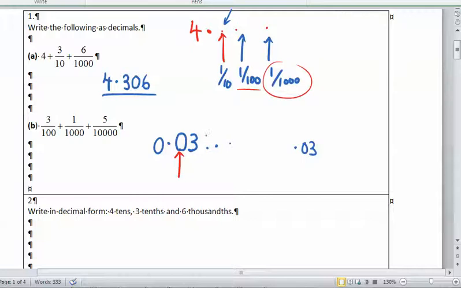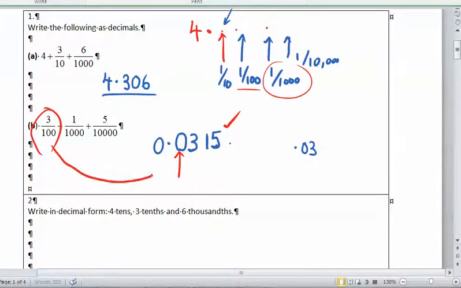0.03, so we've got 1000th, which is 1, and 5 10,000ths, which is 5, because clearly the next point over here, that is 1 10,000th. So the answer is 0.0315. Hands up if you got that correct. All right, so about 50-50, a bit more than 50%. Okay, once again, you've got to be careful. That refers to this unit here, not this one. Okay, let's go for the next one.